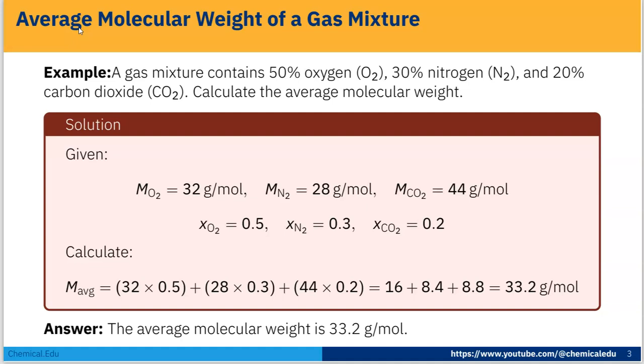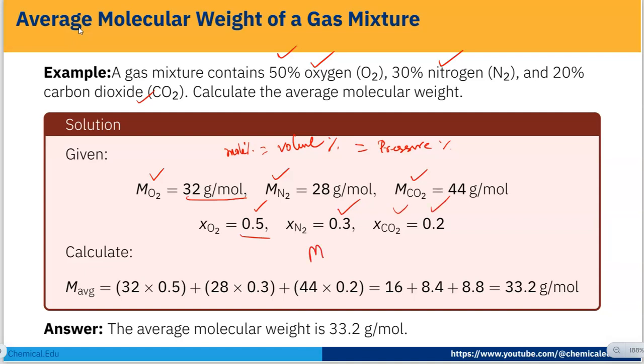Now here is an example of average molecular weight calculation. A gas mixture contains 50% oxygen, 30% nitrogen and 20% carbon dioxide. Calculate the average molecular weight. We know that mole percent is equal to volume percent is equal to pressure percent. The molecular weight of oxygen is 32 gram per mole, nitrogen 28 gram per mole, and carbon dioxide 44 gram per mole. The mole fraction of oxygen is 50%, that is 0.5. Whether I take the mole basis or volume basis, oxygen mole fraction is 0.5, nitrogen mole fraction is 0.3 and carbon dioxide mole fraction is 0.2.